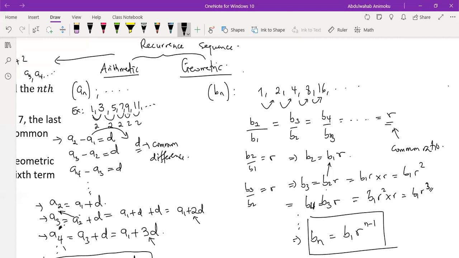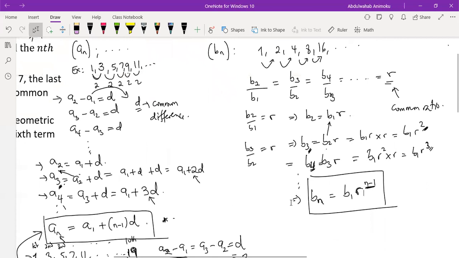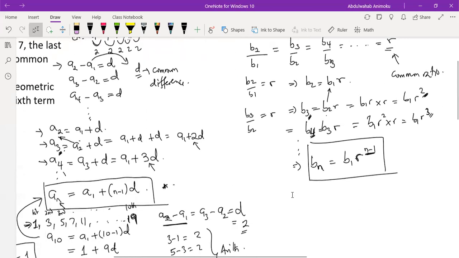If you observe this, you can see that B4 is B1 R raised to power 3. We reduce the 4 by 1. That's the relationship we can observe. Also, we reduce the 3 by 1 here to get 2. So therefore, when we have Bn, we're going to reduce the power by 1, right? So the power will be n minus 1. All right. Now we have the nth term of a geometric sequence.